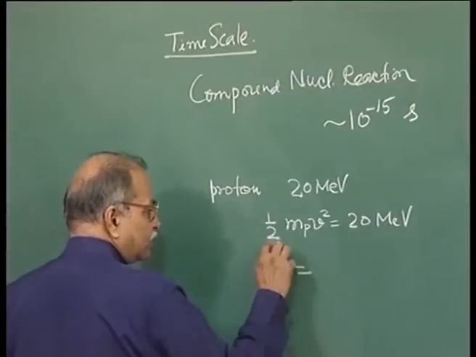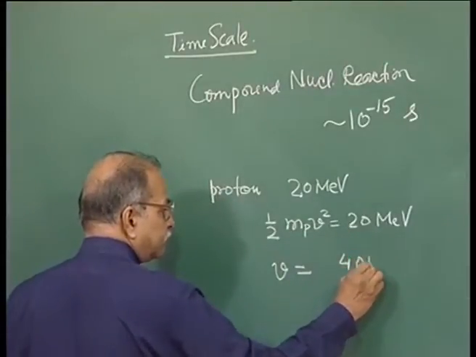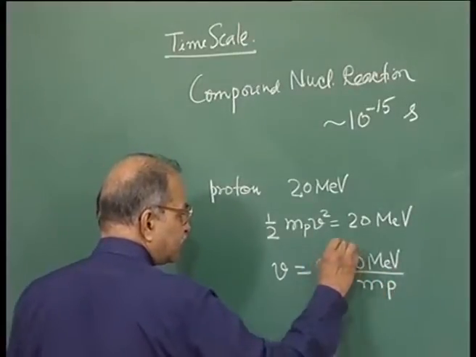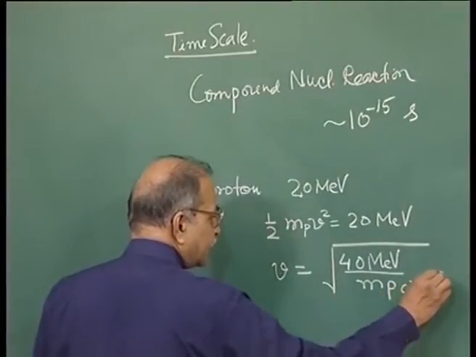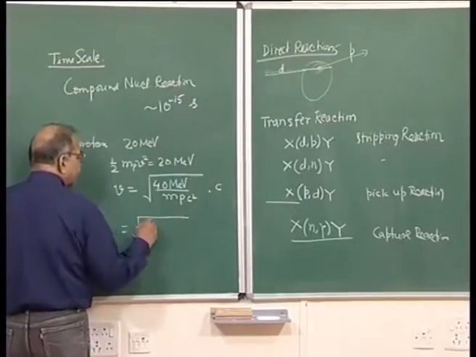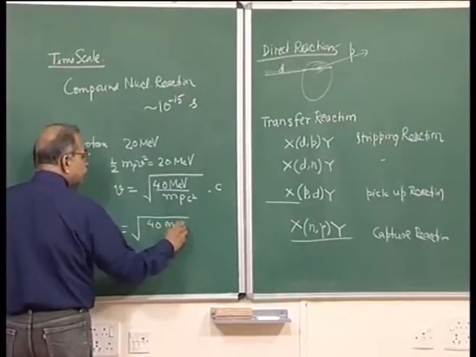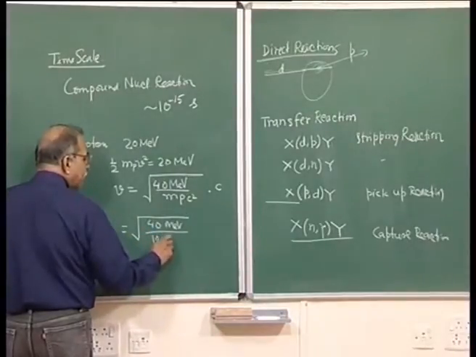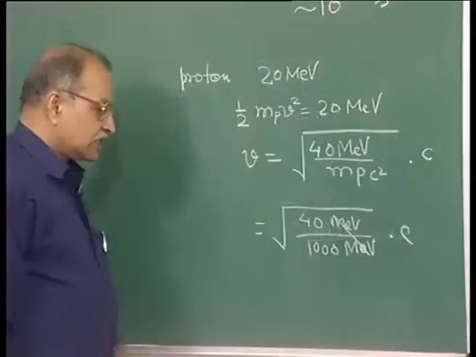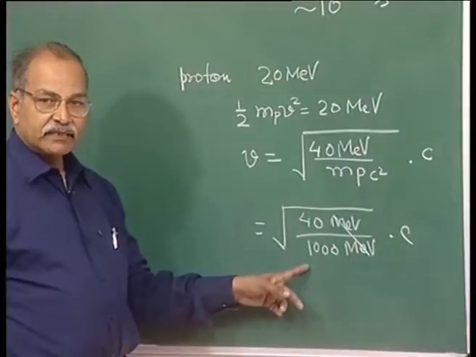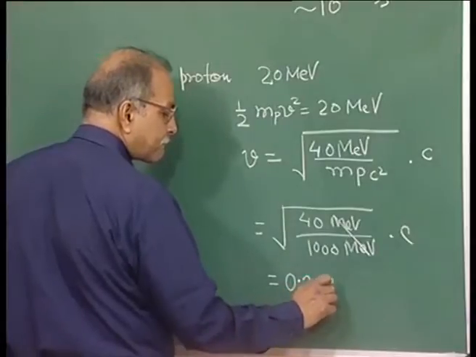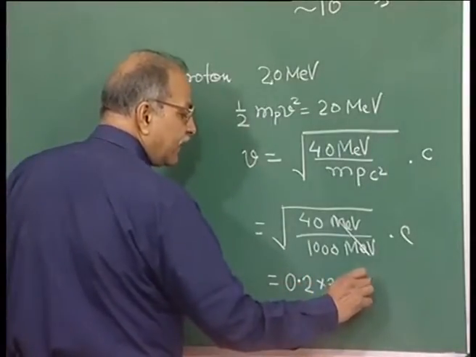So, v will be equal to the square root of 40 MeV divided by the mass of the proton. Multiply c squared and c here, and for rough calculations, m_p c squared, put 1000 MeV, times c here. So, this is 4 by 100, so 2 by 10, something like 0.2 c, about 6 times 10 to the power 7 meters per second.